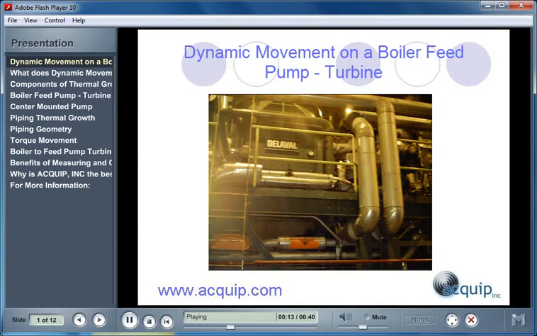During this presentation, you'll learn a little bit about what makes up dynamic movement on a boiler feed pump to turbine, how to measure that movement, and how to correct for that movement during the alignment. At the end of this presentation, you'll be given some information on how you can have Acquip come to your facility and measure the dynamic movement on your boiler feed pump to turbine and correct for it during alignment.